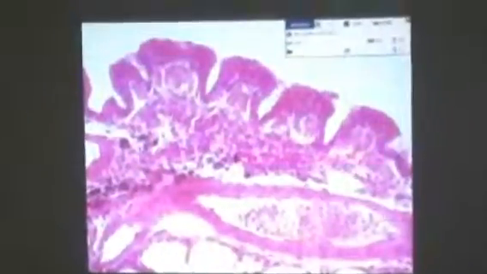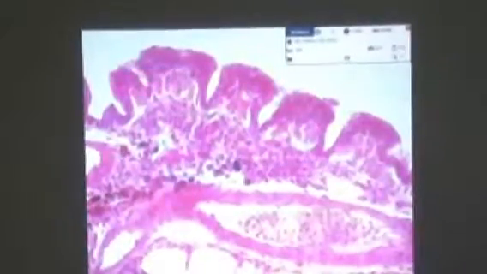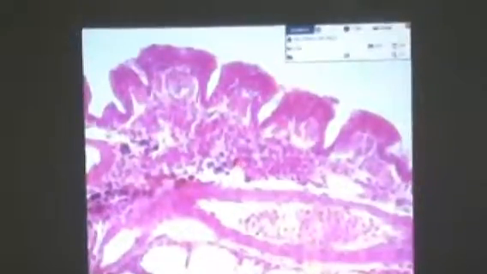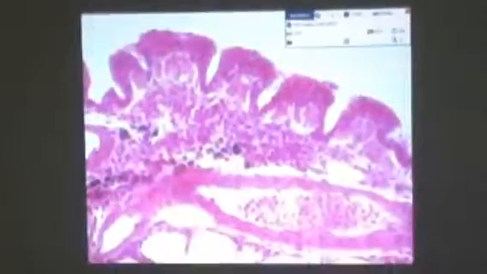Those are the true dust cells. So they are actually macrophages which have engulfed dust particles, like carbon particles.